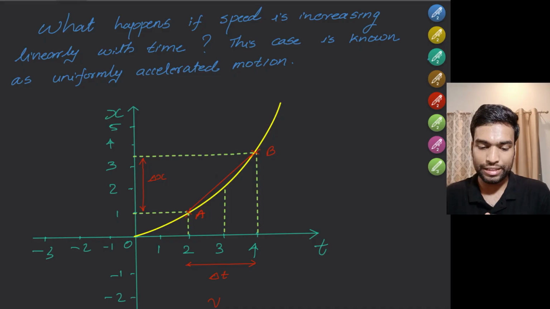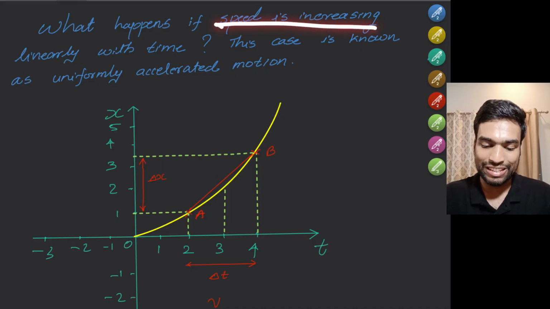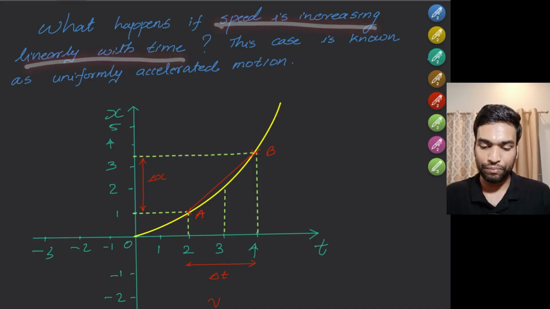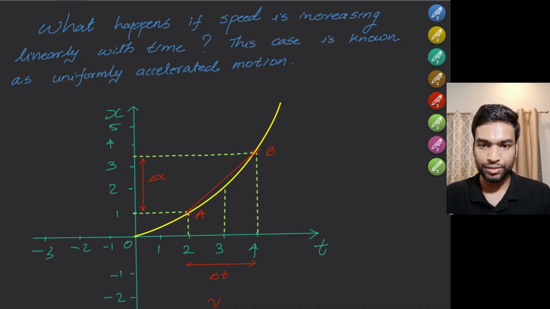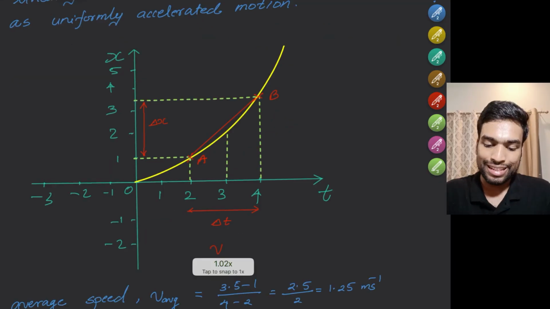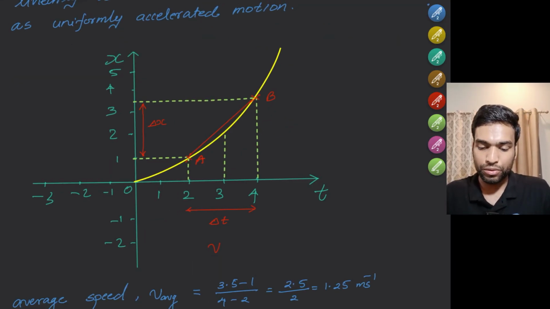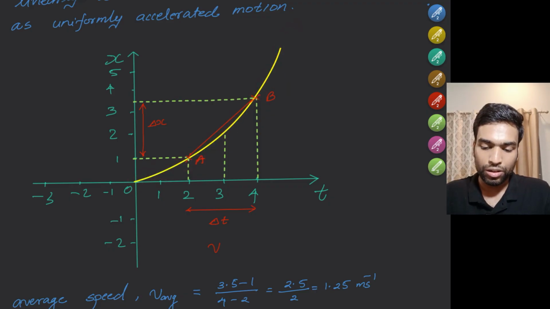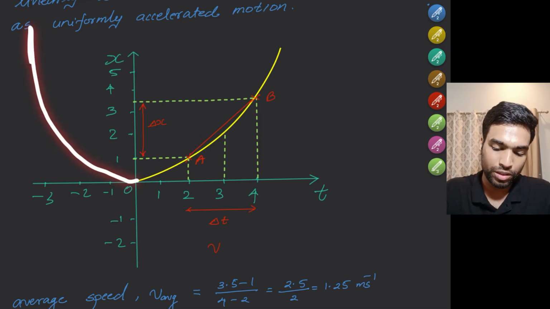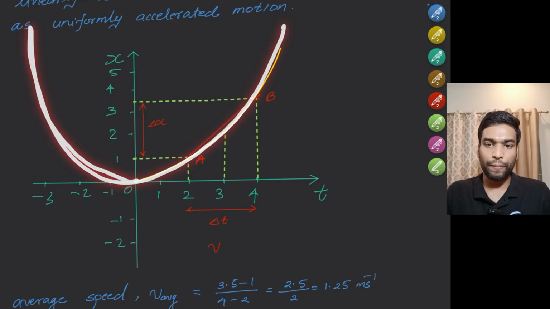Now imagine if the speed is not constant, what will happen? Let's explore the case in which speed is increasing linearly with respect to time. This case is known as uniformly accelerated motion. That means in uniformly accelerated motion, velocity increases linearly. Let's analyze the position versus time graph for this case. We can clearly see that the plot is a parabola. Now you may think, why is it a parabola? If you take the mirror image, it will complete the full parabola.